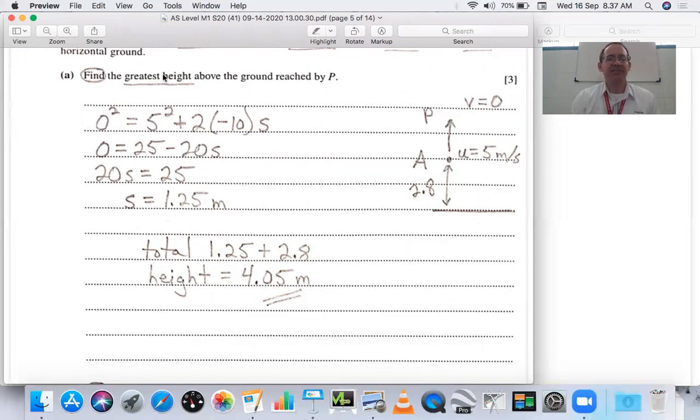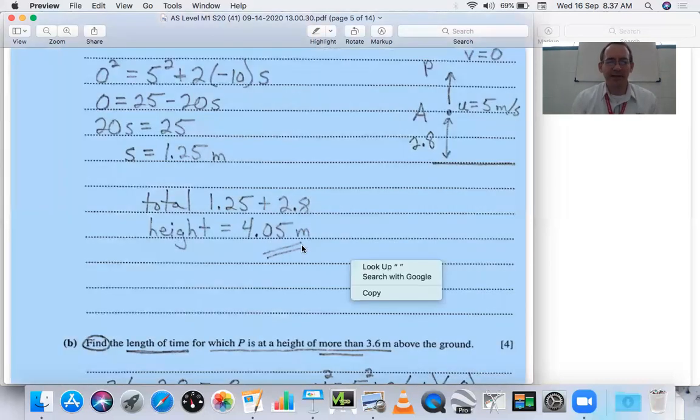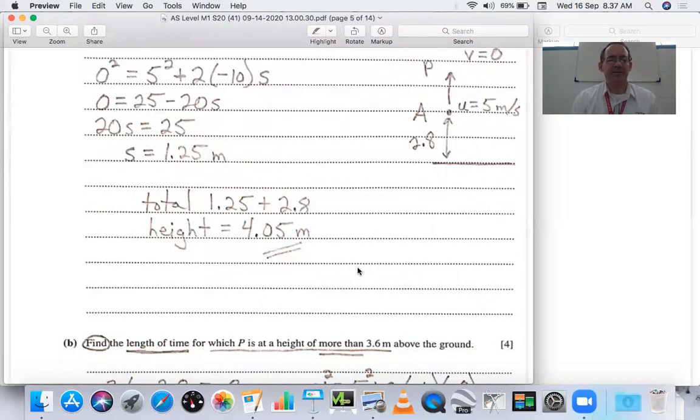The question asks for the height above the ground, so we need to add that 1.25 to the 2.8, to get the maximum height of 4.05 meters.